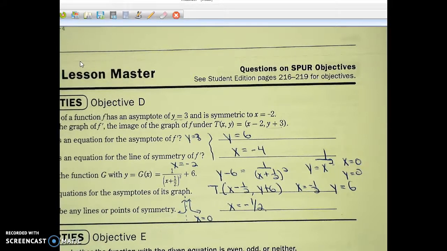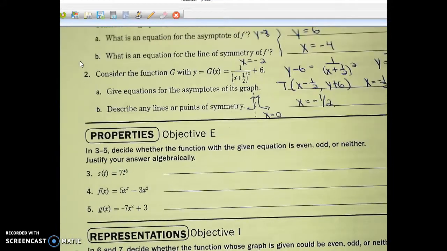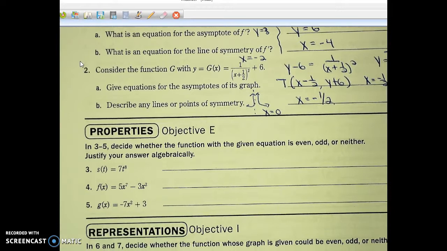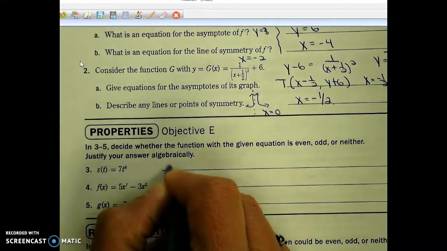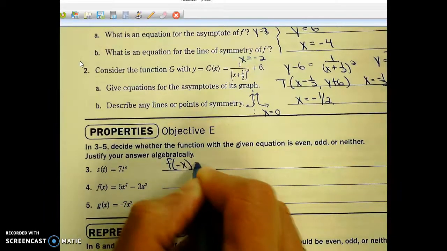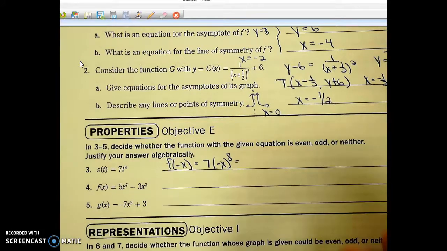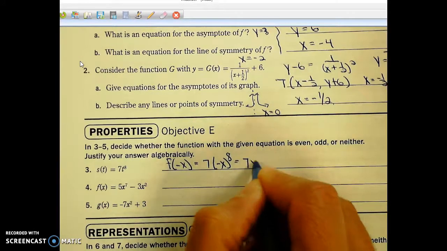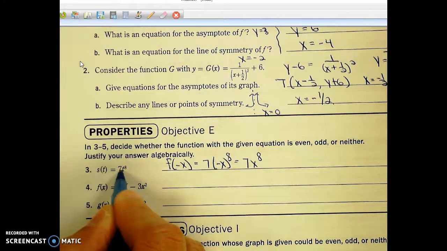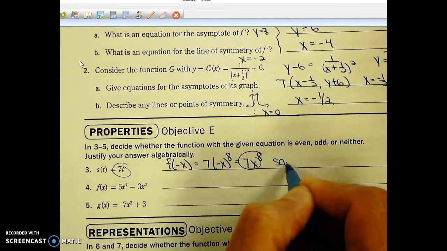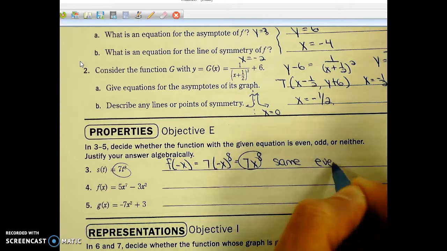The main emphasis on this section really is when we get to objective E. Determine whether it is even, odd, or neither. Justify it algebraically. So when I go and do this, I'm looking at f of -x. So I'm taking -x, I'm plugging it in for that t, and this ends up giving me 7x to the 8. So because these are the same, again, that means this is even.